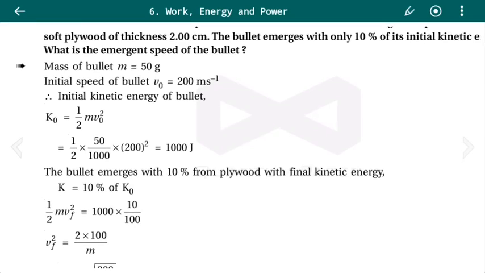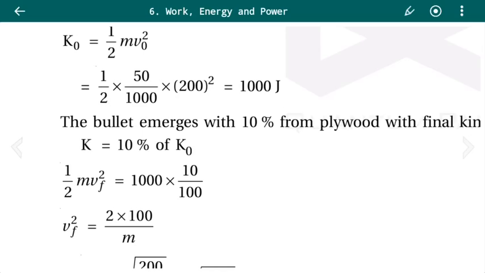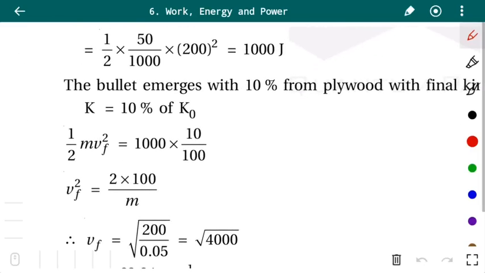Now what is given is that the bullet emerges from the plywood with 10% of its kinetic energy. So we can write that the final kinetic energy is 10% of the initial kinetic energy. So final kinetic energy, half m vf square, equals 10%, that is 10 by 100, of the initial kinetic energy, that is 1000. So when we calculate this we get 100.